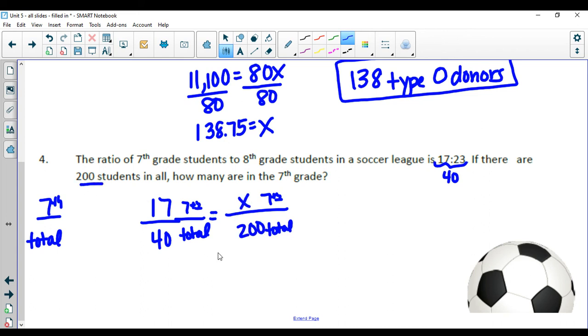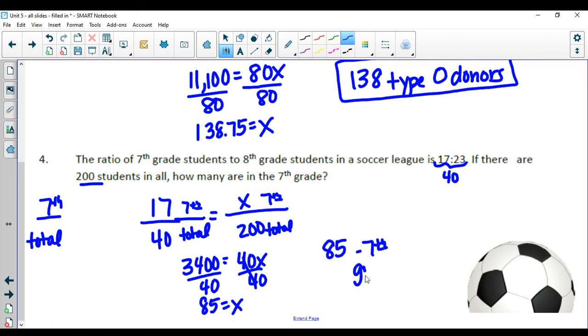So I'm going to look for x here. Cross multiply here. So I'm going to have 3,400 is equal to 40x. And I'm going to go ahead and divide both sides by 40. So I get 85 equals x. So we would say there are 85 7th graders.